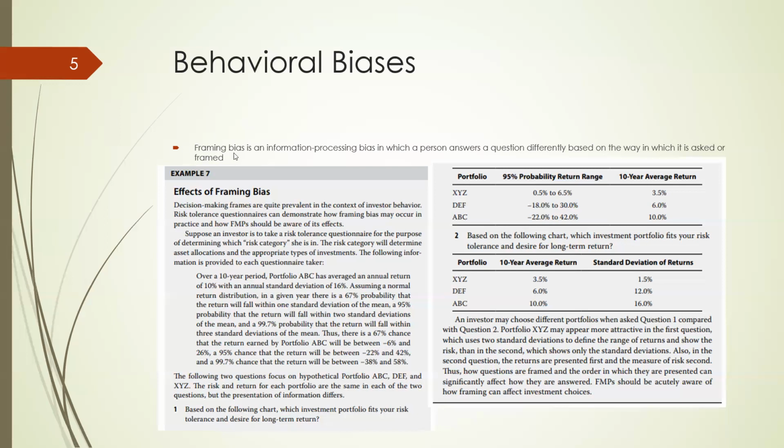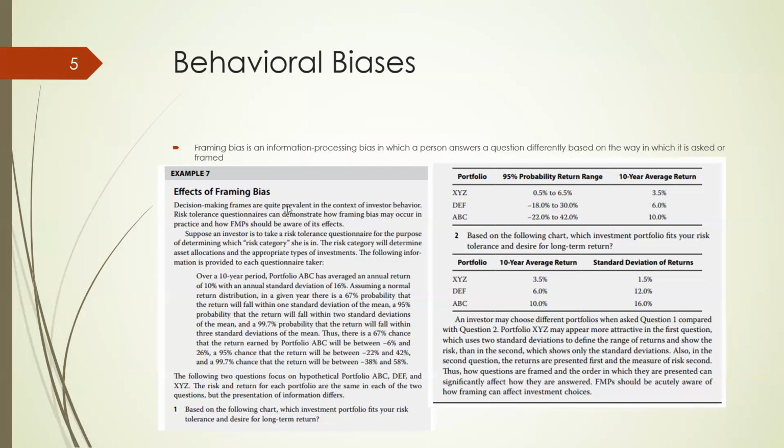Now, what is framing bias? That is one of the biases. Framing bias is an information processing bias in which a person answers a question differently based on the way it is asked or framed. So the same thing, if you tell it in a different way, the response from the second person can be 180 degrees opposite or different. If a person says yes when you ask in one way, he may say no to the same thing if you put it in a different way, and vice versa. So let us see a good example.